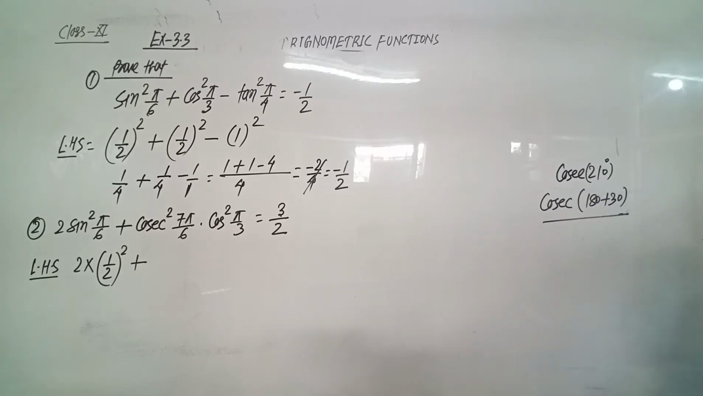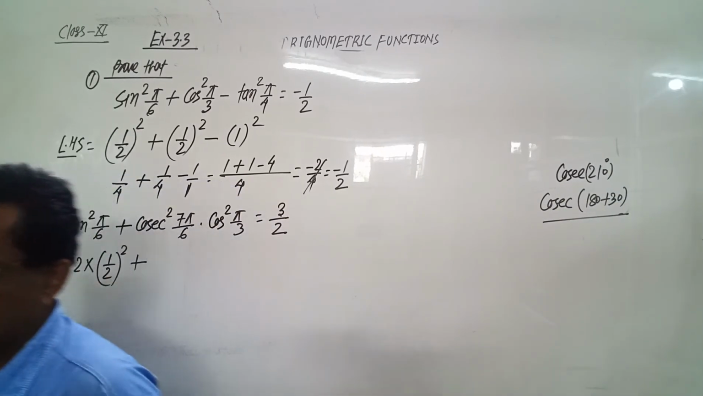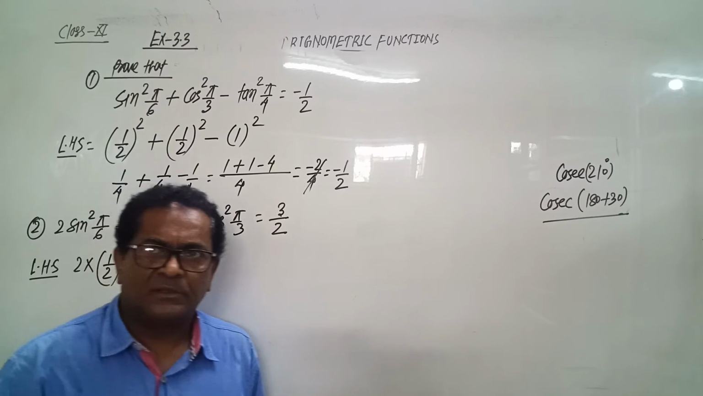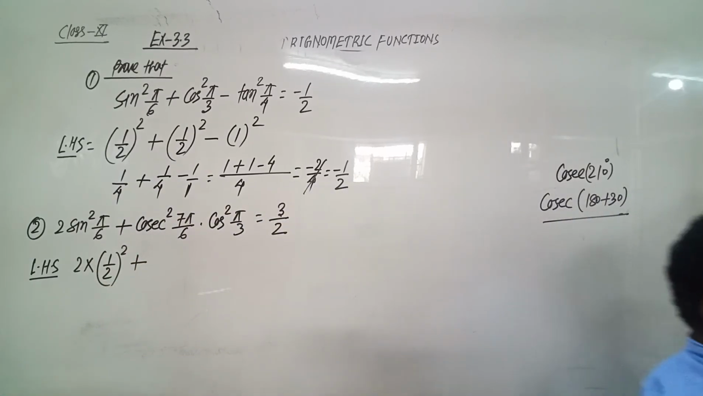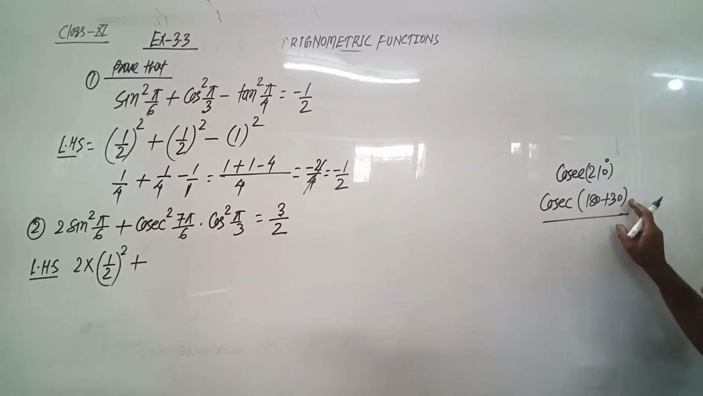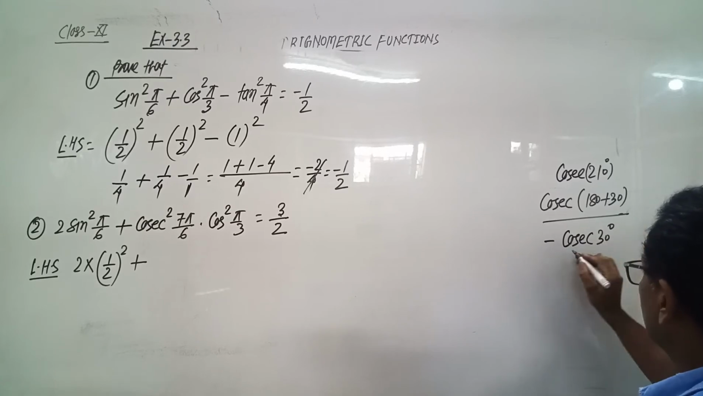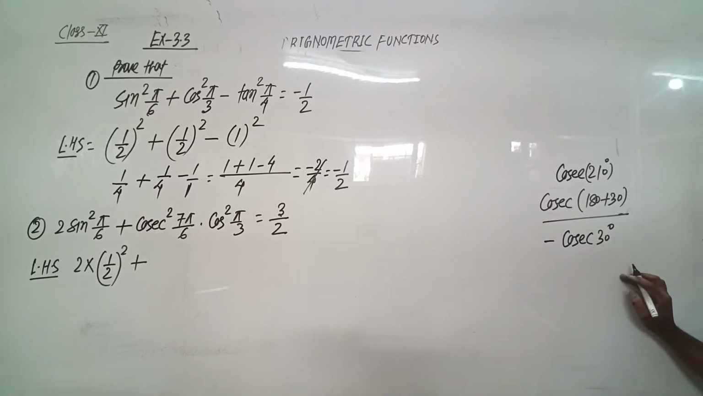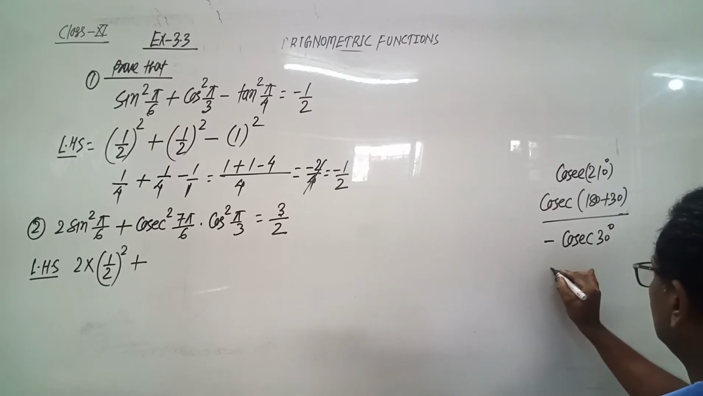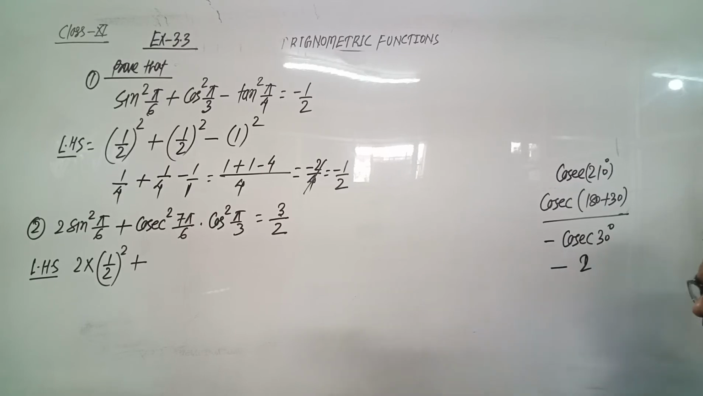And which quadrant is this? 180 plus theta is the third quadrant. In the third quadrant, cosec is negative, and for cosec 180 plus theta, there is no change. So it becomes minus cosec 30 degree. The value of sin 30 is 1 by 2, so cosec 30 becomes 2, and this gives minus 2.